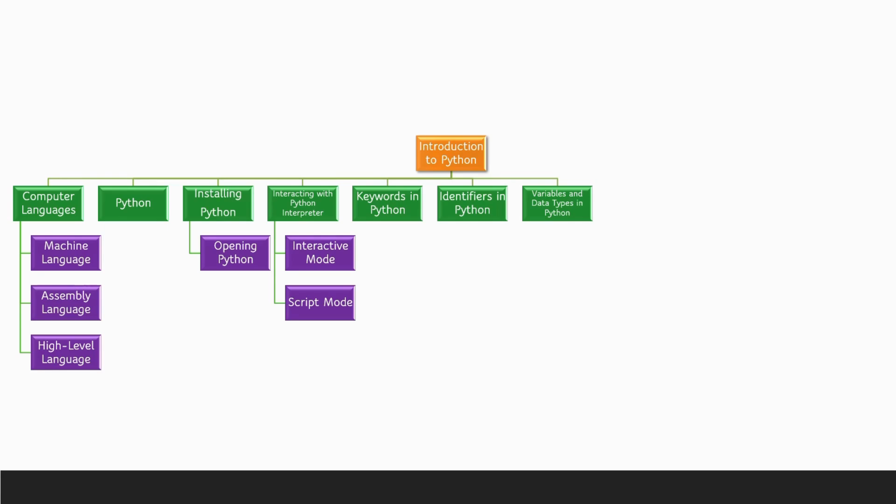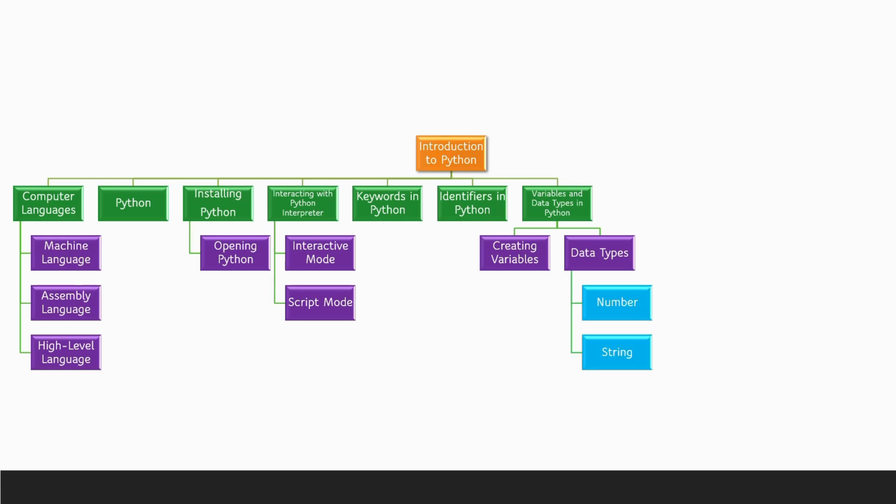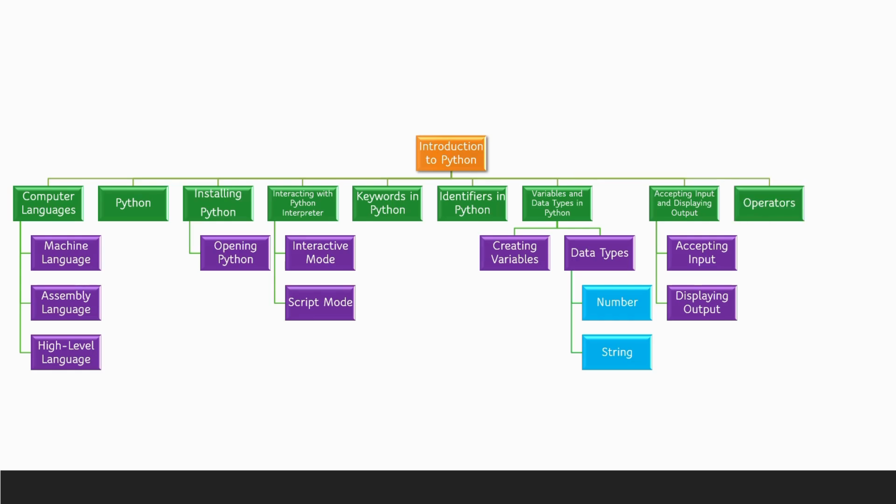Now we will learn how to create variables and then what are the different types of data types, that is number and string. Then we are going to learn how to accept input from the user and then display it in the output. Then finally, we are going to cover what operators are and then we will look into some Python programs.